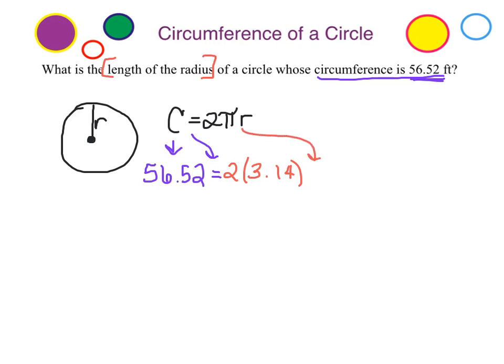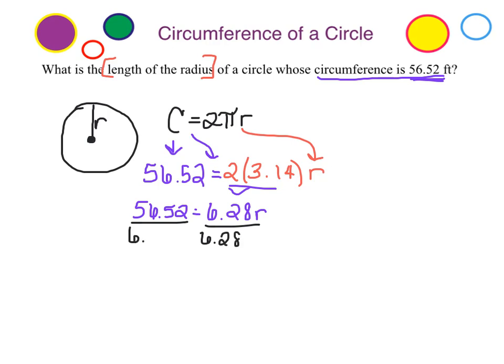I don't know what the radius is though, so I'm going to write r, and leave the variable there since I don't know what it is. Now I see on the right side that I can multiply these two numbers. So 56.52, the circumference, equals 2 times 3.14 is 6.28, and I'm going to drop down my r since I don't know it. From here, this is like a one-step equation. I want to get r by itself, so I'm going to divide by 6.28, the number that's attached to my variable.